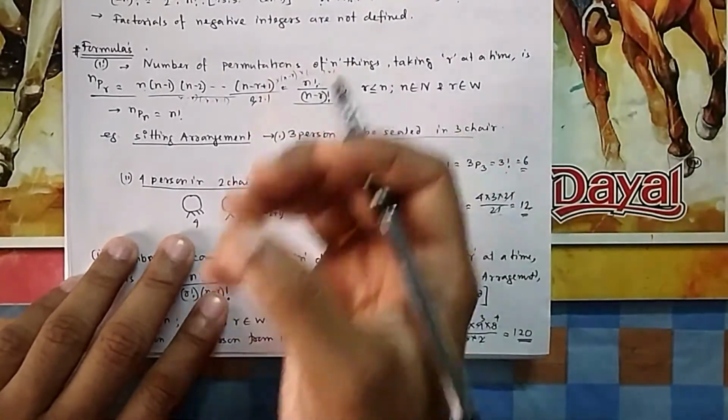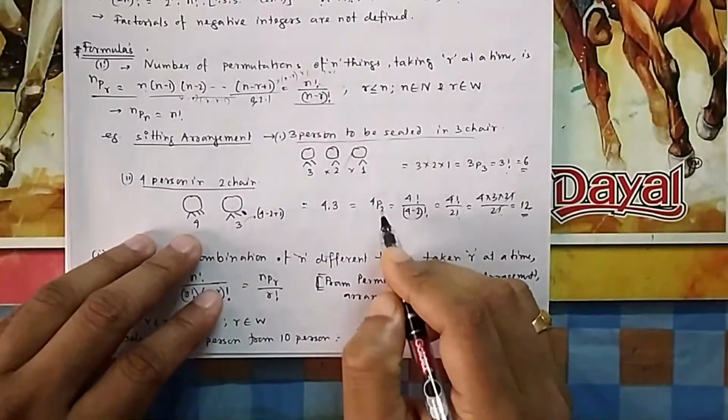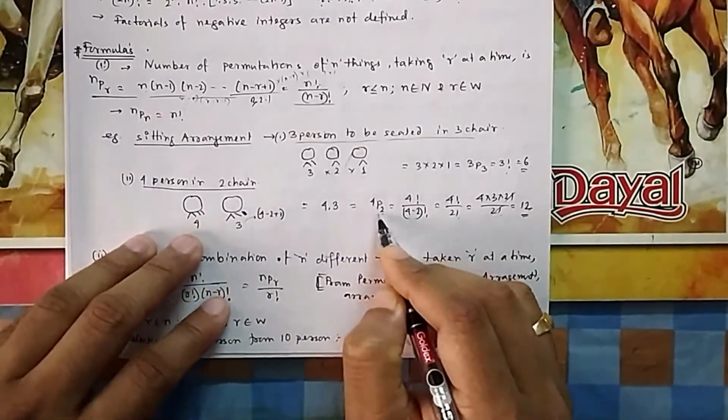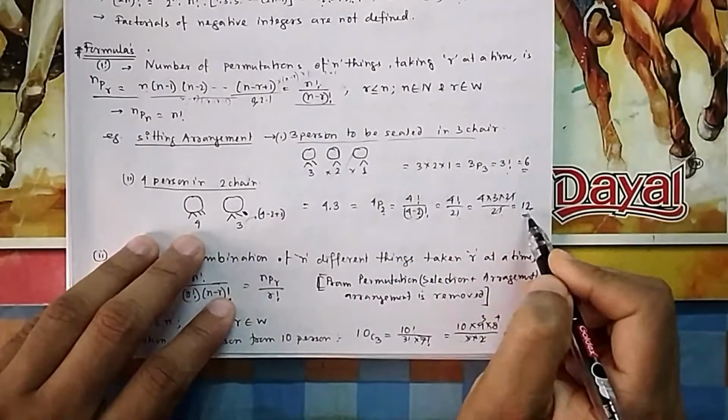Suppose 2 chairs, so you are taking 2 persons at a time, then you are arranging. You don't need 4 persons now. So you need 2 out of 4 to arrange. So it is 4P2. So it is 4 factorial by (4 minus 2) factorial, and this one is the answer.